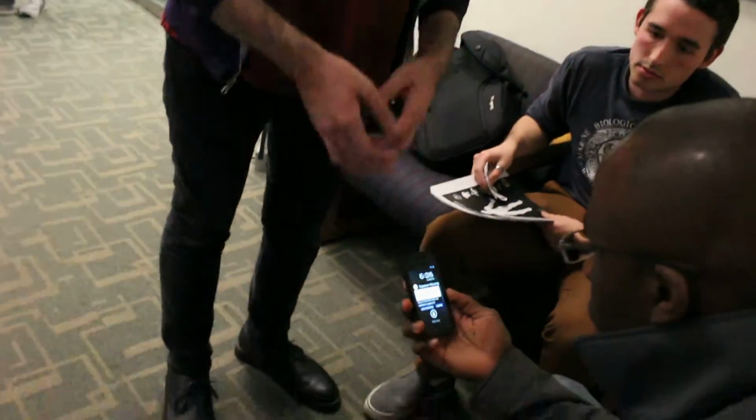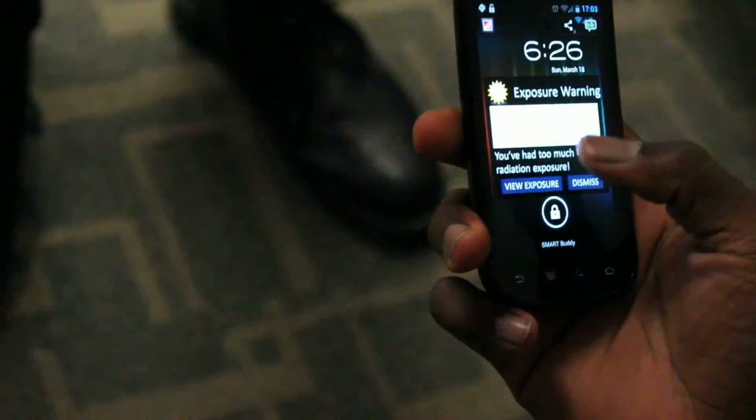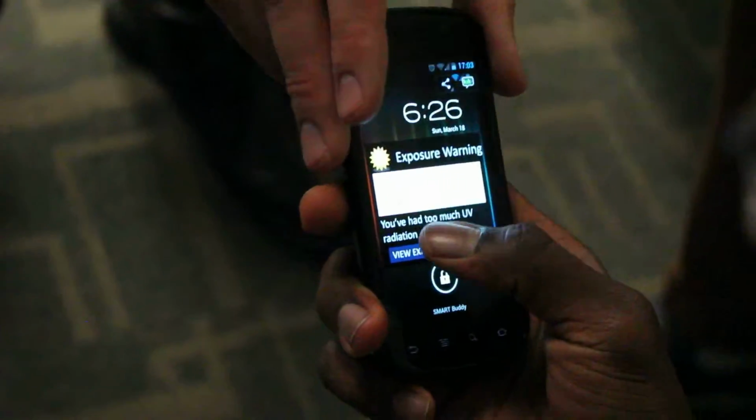Yeah, so this is about tracking your exposure to UV over time. So you see this notification. Again, tell us what you're reading, what you're thinking, and interact with the interface as you would a real app. Okay, so you just hit view exposure. Yeah.